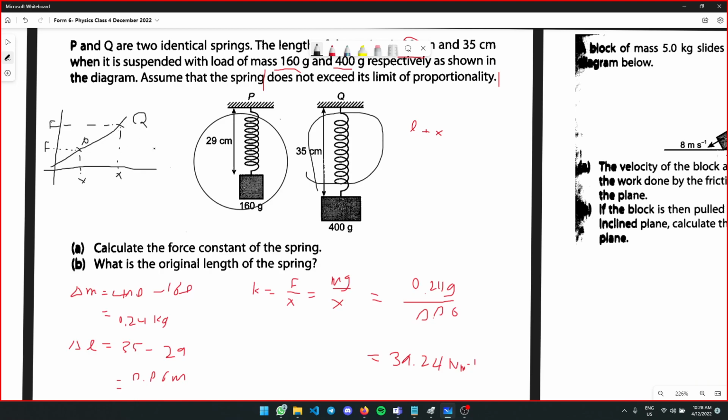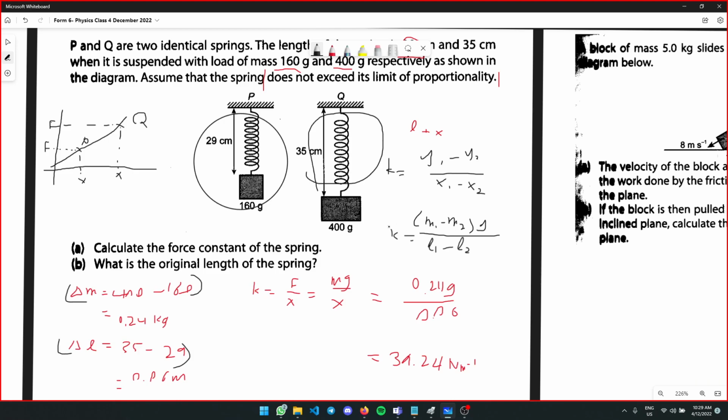So we have 2 points here. So we're actually finding a gradient. Remember, K is just the gradient. So you can also use K like this, y1 minus y2 over x1 minus x2. That's what I essentially did here. Here I just did m1 minus m2 g, because g is constant, over L1 minus L2. We still find K.